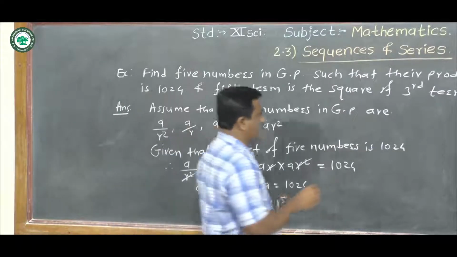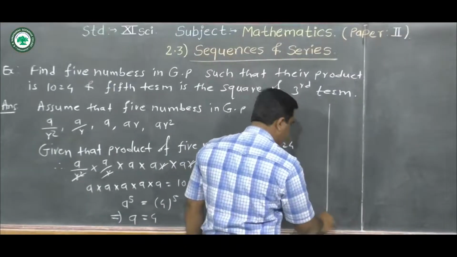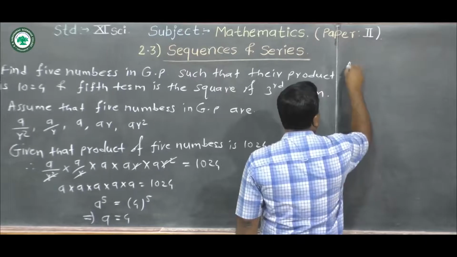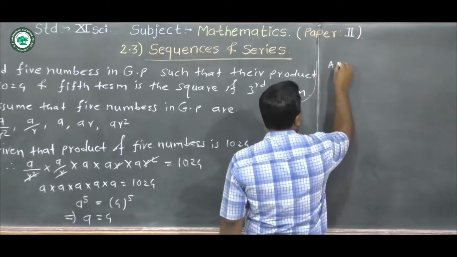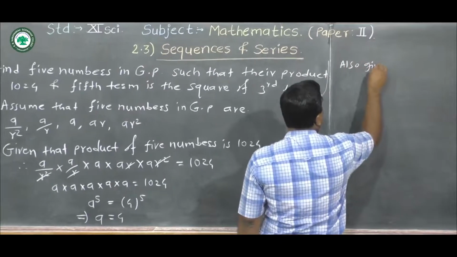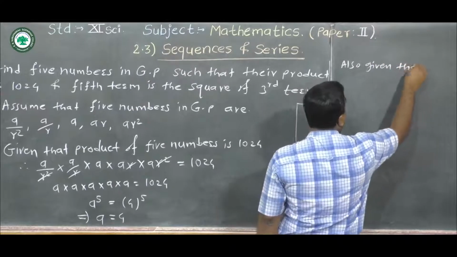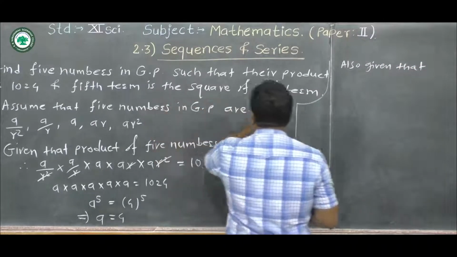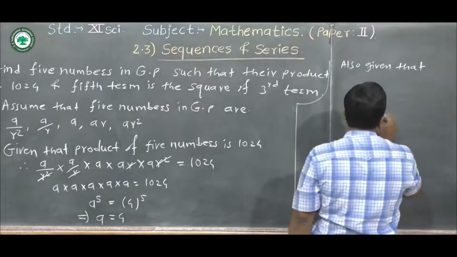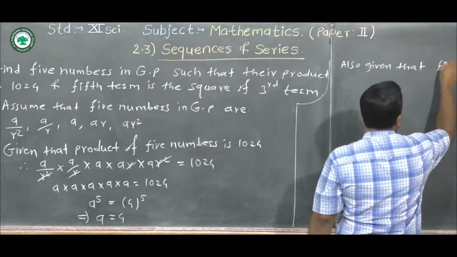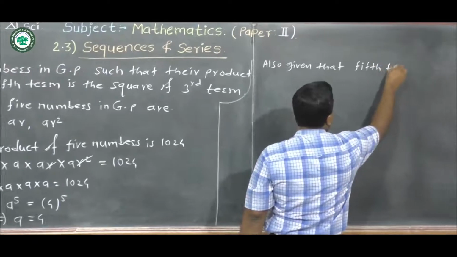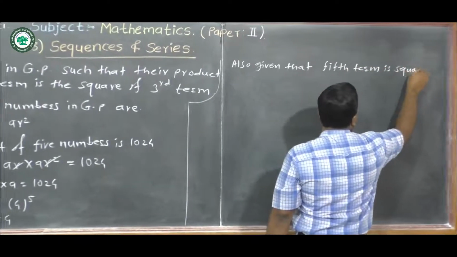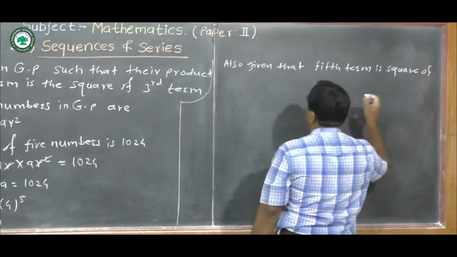Now we use the second condition. Also given that the fifth term is the square of the third term.